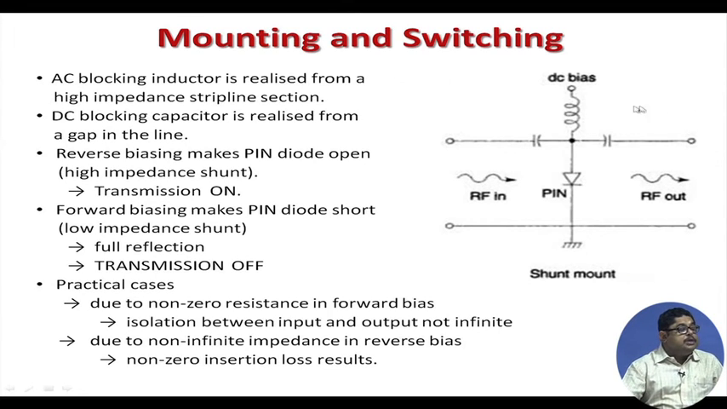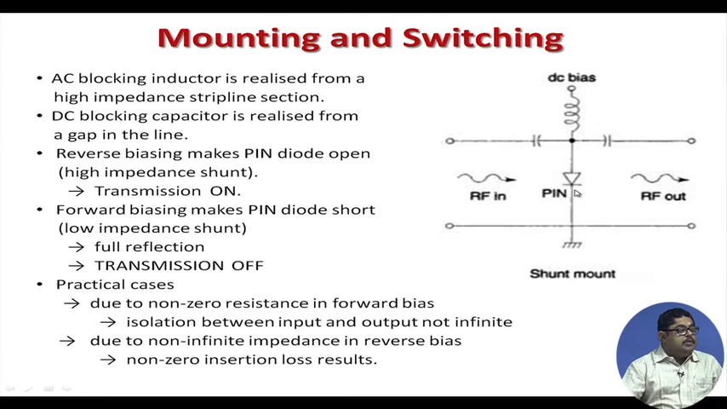This is for putting the DC bias, so this inductance blocks the AC, and you get the DC there. Similarly, for the DC blocking capacitor, you put capacitors which do not allow the DC to go into the transmission line. This is basically realized by putting a gap in the line. So, in the transmission line you put a gap, and that gives you this DC blocking capacitor.